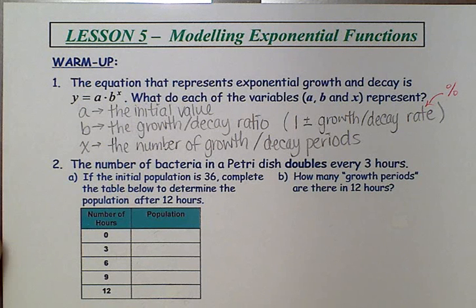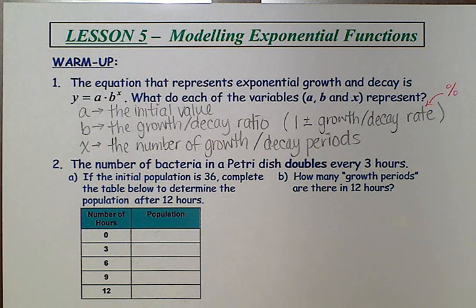Okay, so in example 2 it says the number of bacteria in a petri dish doubles every 3 hours. So what that means is every 3 hours it's going to double in quantity. And in part A it says if the initial population is 36, so we're starting with 36 bacteria, complete the table below to determine the population after 12 hours.